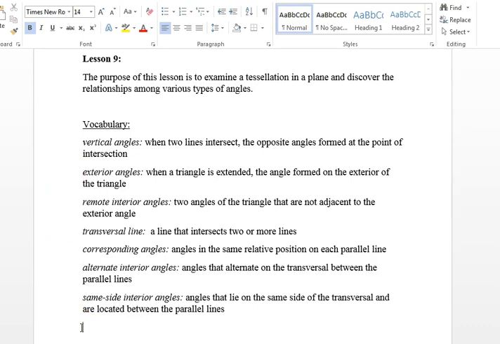Vertical angles: when two lines intersect, the opposite angles formed at the point of intersection. Exterior angles: when a triangle is extended, the angle formed on the exterior of the triangle. Remote interior angles: two angles of the triangle that are not adjacent to the exterior angle. A transversal line is a line that intersects two or more lines.